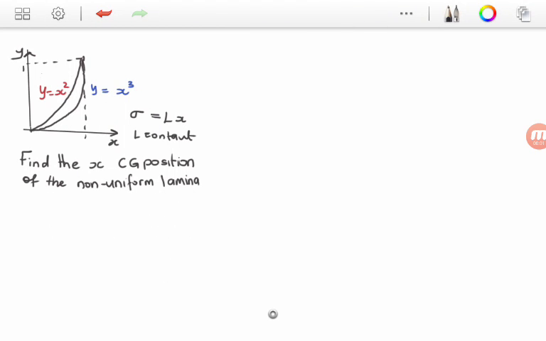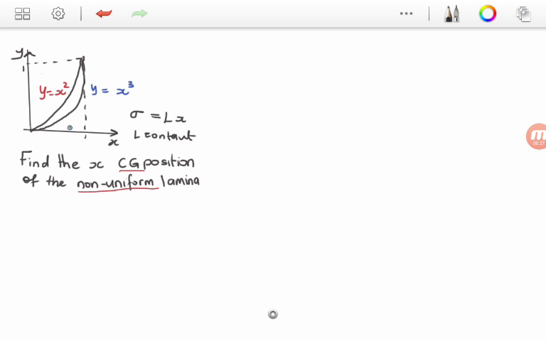This is a statics question. Here we are asked to find the x cg. By cg, I mean the center of gravity. So we have to find the x cg position of the non-uniform lamina. Those are both keywords that we have to use in this question.